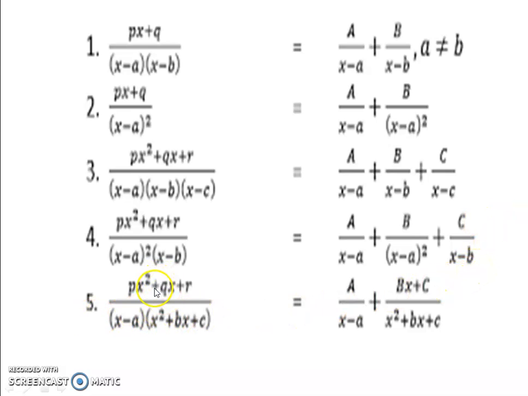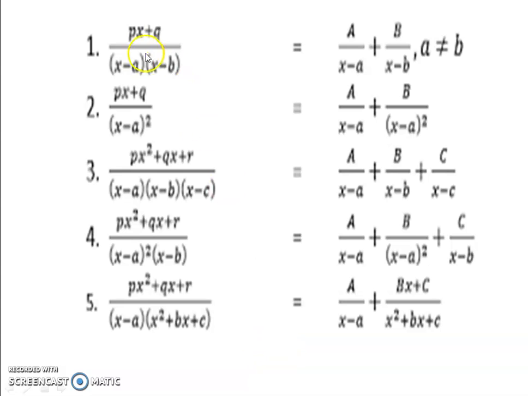If the partial fraction is in the form of (px² + qx + r) upon (x − a)(x² + bx + c), then capital A upon x − a plus (Bx + C) upon (x² + bx + c). Be sure the quadratic x² + bx + c does not have factors, meaning x² + bx + c is not equal to 0.